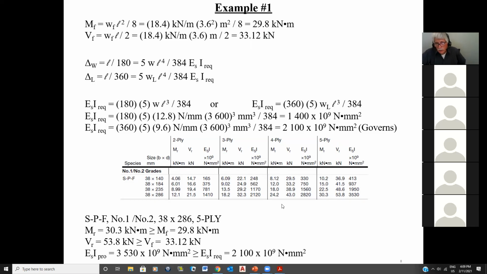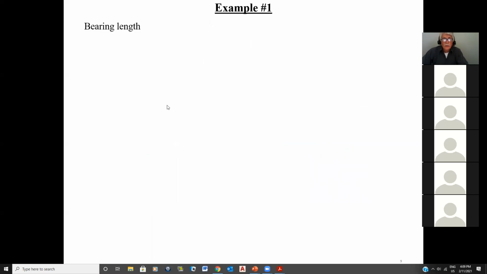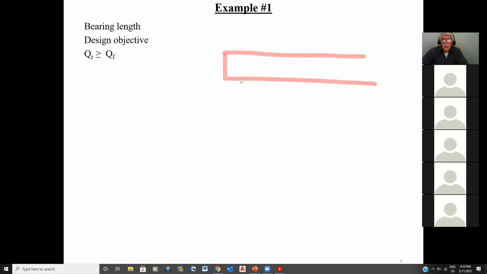You'll see it's very, very similar to the joist. And I'll tell you guys what I do, and maybe you'll do the same thing. I'll leave it up to you, okay? So now, bearing length, the same thing that we did for joist. We know that design objective, QR greater than QF. Now, if people ask me, I'll repeat it again so you guys can have an appreciation. This is a very big beam here, okay? It's sitting somewhere here, okay? Hopefully either on a column or on a wall.